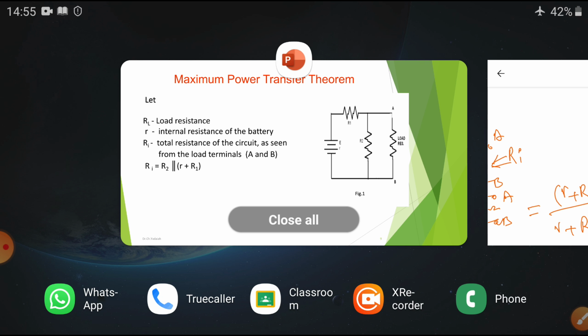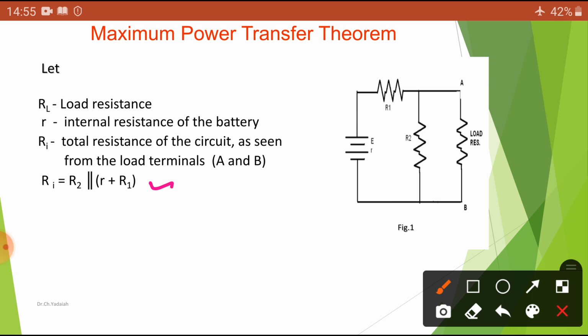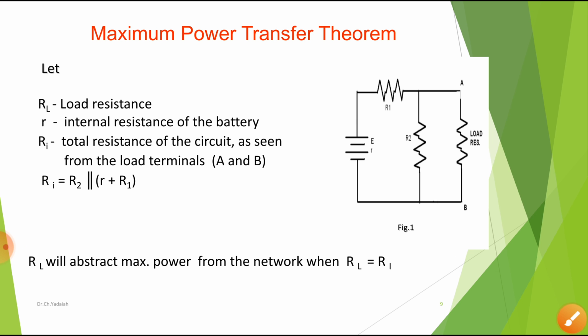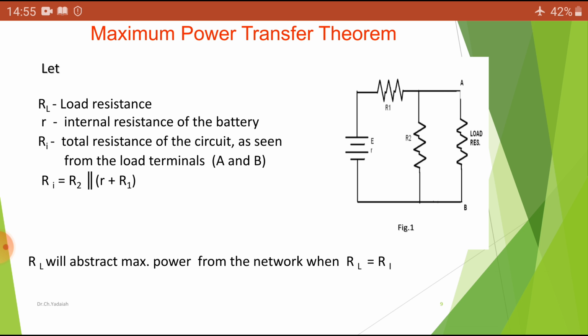Same, we are seeing this here also. So how are we going to get it? We have seen R1, R2 in parallel with these two. So RL will extract maximum power from the network when the load resistance equals the internal resistance of the network. So how are we going to tell, sir, this one? What is the proof? How do we show that maximum power is transferred from source to load when this is the condition? Let us prove it.